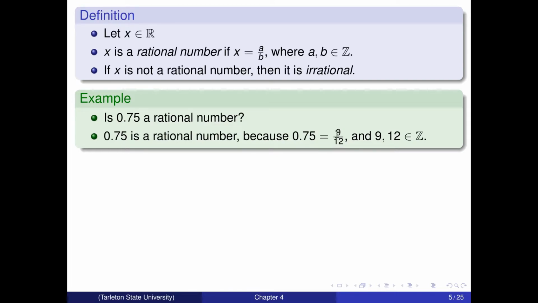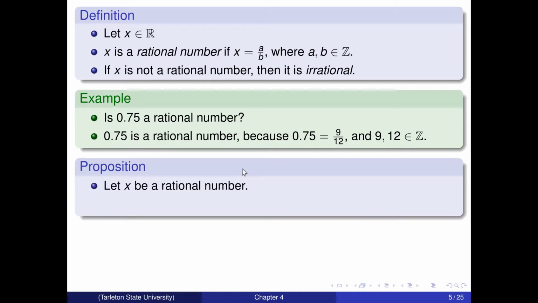The thing that makes this choice strange is that it's not completely reduced. And being able to write a rational number as a fraction that's fully reduced is an important idea that's going to come up in a proof later. So let's formalize what we mean by that. If we let x be a rational number, then not only can we write x as a over b for some arbitrary integers a and b, but we can specifically choose a and b to have the property that the greatest common divisor between them is 1.